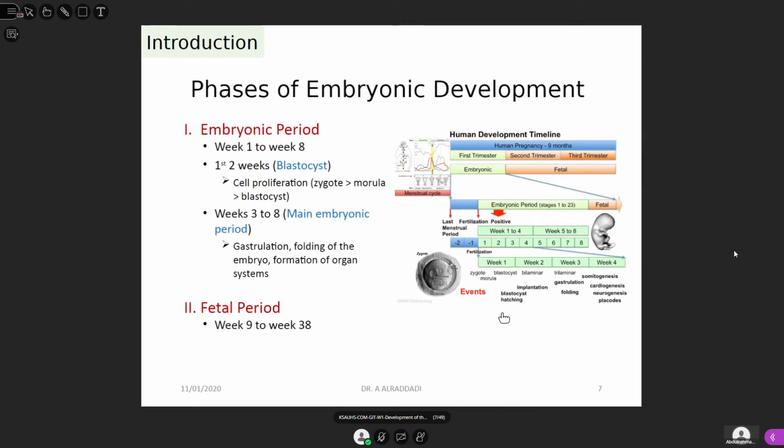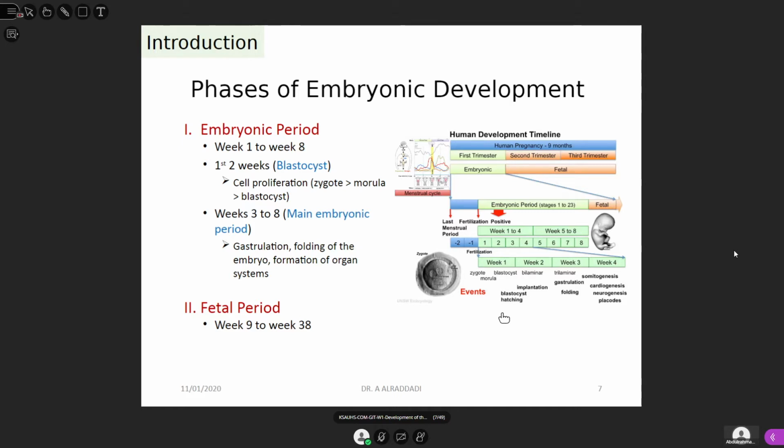First, introduction. As you remember, in the phases of embryonic development, we have 2 phases: the embryonic period and the fetal period. The embryonic period is from week 1 to week 8, and it's subdivided into 2 sub-periods. The first 2 weeks we call the blastogenesis period, and this involves cell proliferation and formation of the zygote, then morula, and then the blastocyst. And then from week 3 to 8, we call it the main embryonic period.